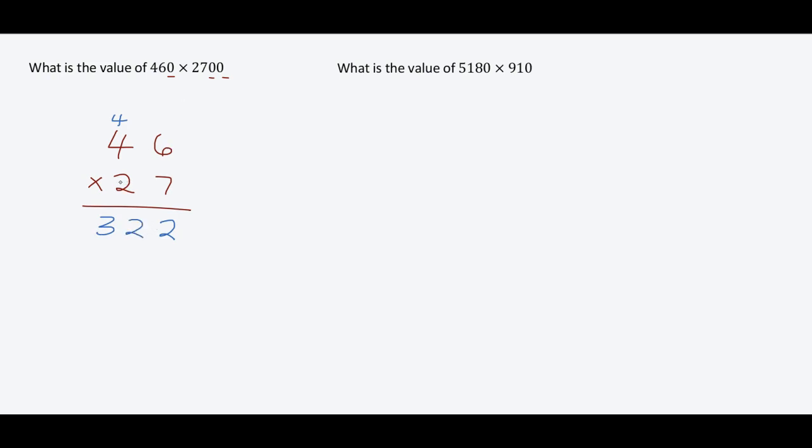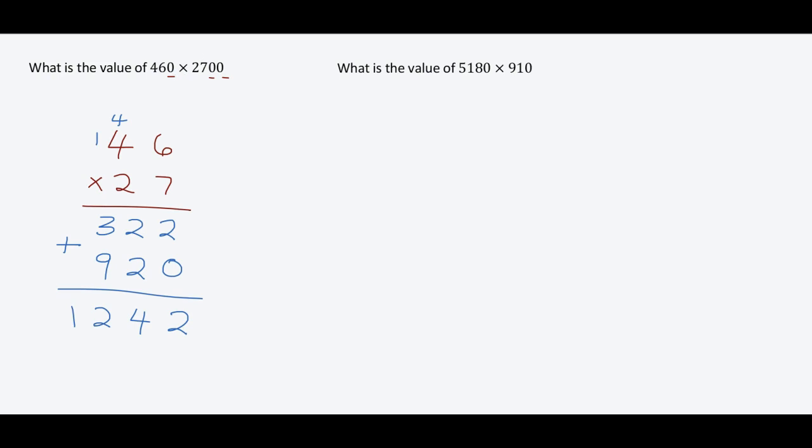Now we multiply by 2 here, so we're going to put a 0 in the ones position. 6 multiplied by 2, we have 12, so we write a 2, and we bring up a 1. 4 multiplied by 2, 8, and then plus 1, we have 9. So we now add these numbers together. 2 plus 0, we have 2. 2 plus 2, we have 4. 3 plus 9, we have 12, so we have 2 here and then 1.